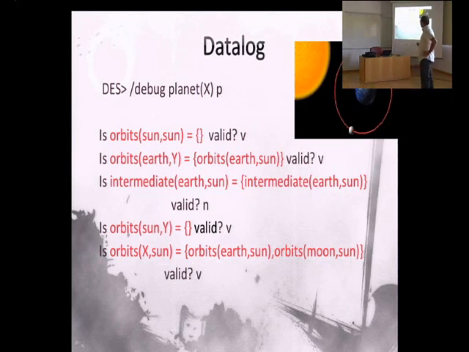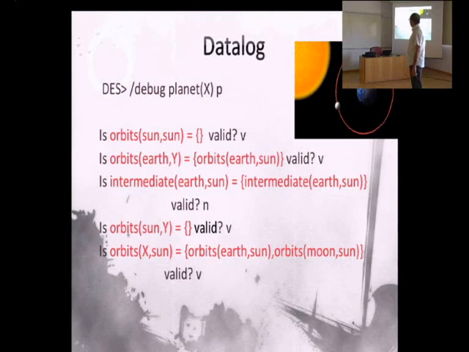Here we have orbits the Earth something. It is true when Y is the sun. Yes. In our model, the Earth only orbits the sun, so this is valid as well. If I have this intermediate Earth and sun, there is something in between the Earth and the sun. In our model, there is nothing. So this should fail. This should return the empty set, but it returns the same, which means yes, there is something between the Earth and the sun. This is not valid. We didn't expect this. It should fail and return the empty.